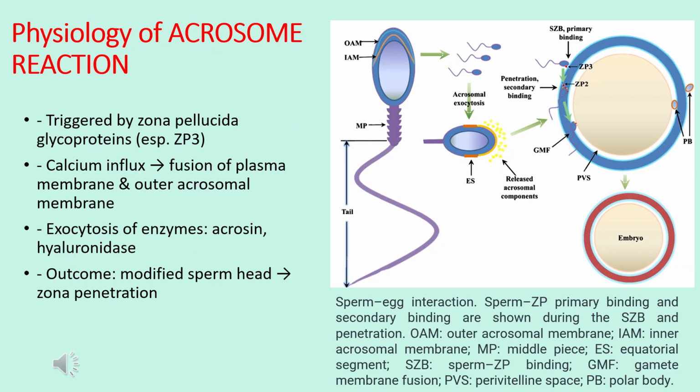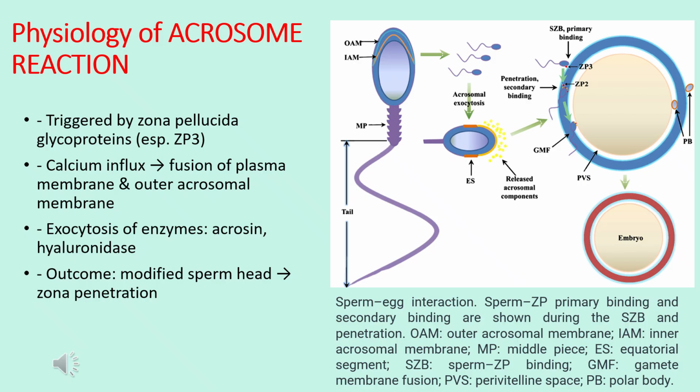Physiologically, the acrosome reaction is triggered by zona pellucida glycoproteins, especially zona pellucida glycoprotein number 3, or by cumulus cells surrounding the oocyte. This leads to calcium influx into the sperm cell. The calcium influx causes fusion of the plasma membrane of the sperm with the outer acrosomal membrane. As a result, enzymes such as acrosin and hyaluronidase are released. These enzymes modify the sperm head and allow penetration of the zona pellucida. See diagram on right side.